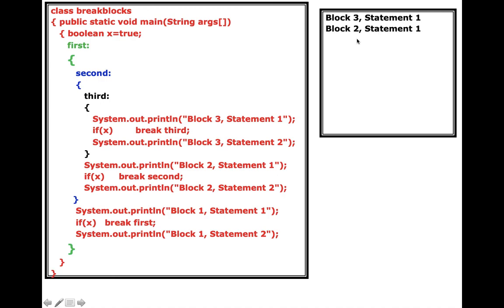See here. Come on, now I think it is simple for you. X is true or false? True. Break second will execute. It will terminate that block whose label is second. So the second block starts here, ends here. From here the compiler directly comes over here. That means this SOP will be skipped. Tell me what will be the next output. Obviously this one, block 1 statement 1c.